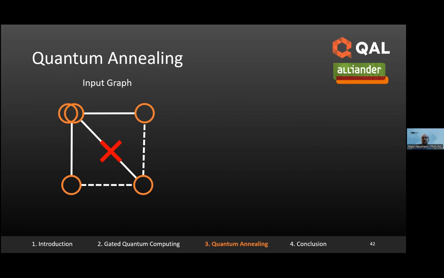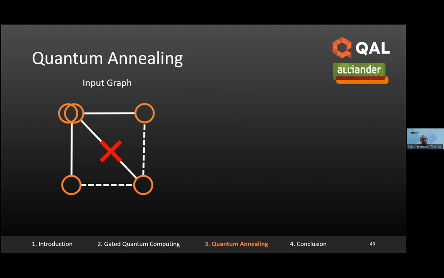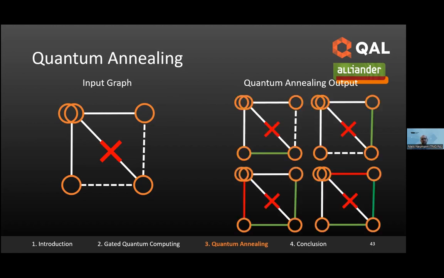I'm close to finished. So we start with this input graph. And we see that even for this simple graph, we need 46 qubits already. And 46 qubits gives a tremendous number of possible outcomes. But we do see that the penalty term is 0 for 4 possible outcomes. And these 4 possible outcomes correspond precisely to valid reconfigurations. So 2 where you switch on 1 edge, and 2 where you switch on 2 and switch off 1 extra edge.